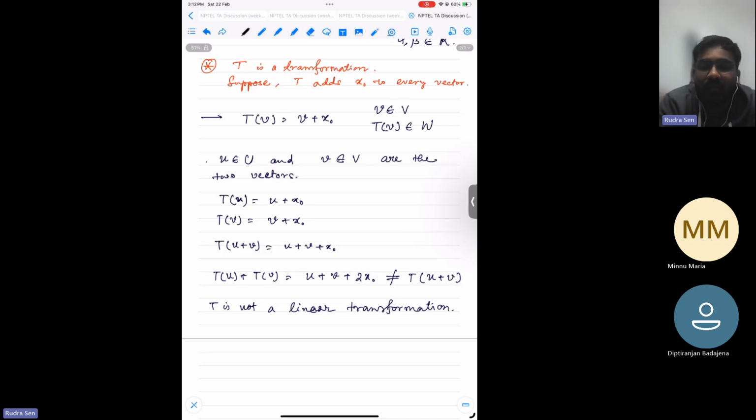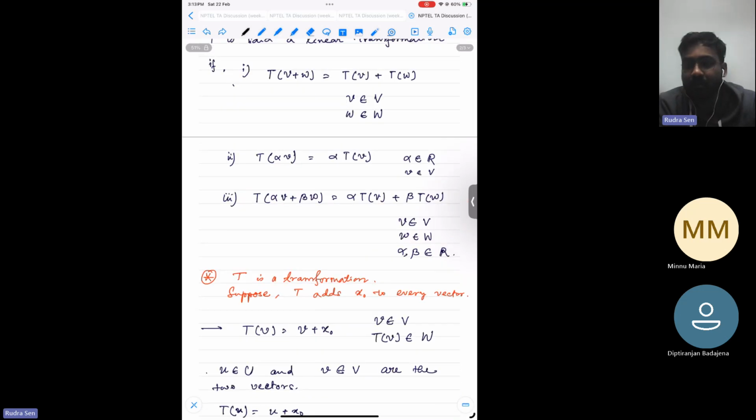So when an affine part is added over here, this is basically an affine transformation, and the transformation becomes a non-linear transformation. It looks like I'm just adding a term. There is no square or cube or any higher order term over here. It's just adding a term, but it does not follow the property. So our transformation is not a linear transformation.